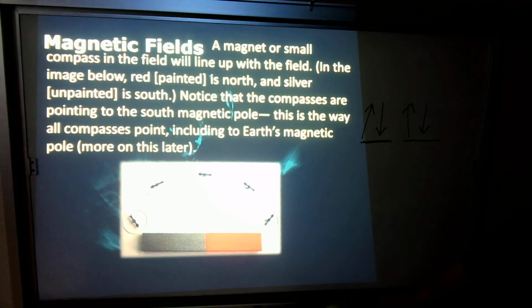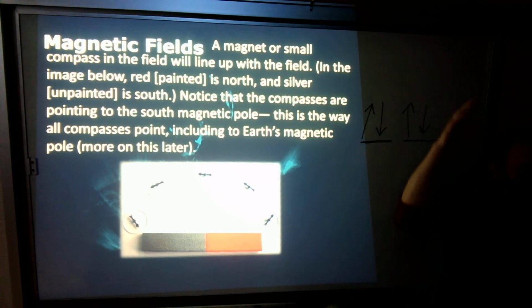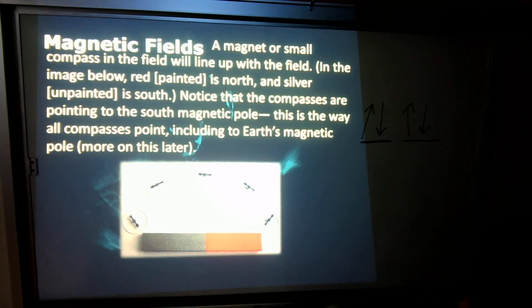Yep. Earth's geographic north pole is where Earth's south magnetic pole is. So they're named backward, and that's why compasses point toward what we think of as north. It's the north geographic pole. It's not the north magnetic pole. That's in Antarctica. The compasses point toward the south magnetic pole, which is located at the north geographic pole. It's weird.